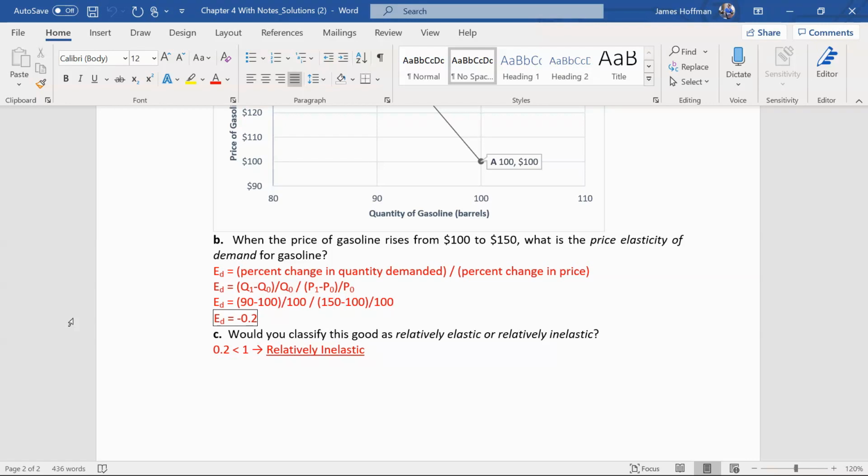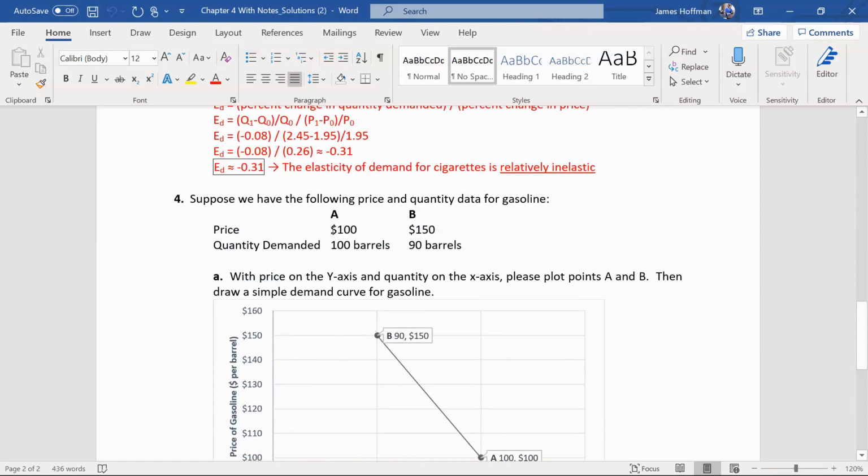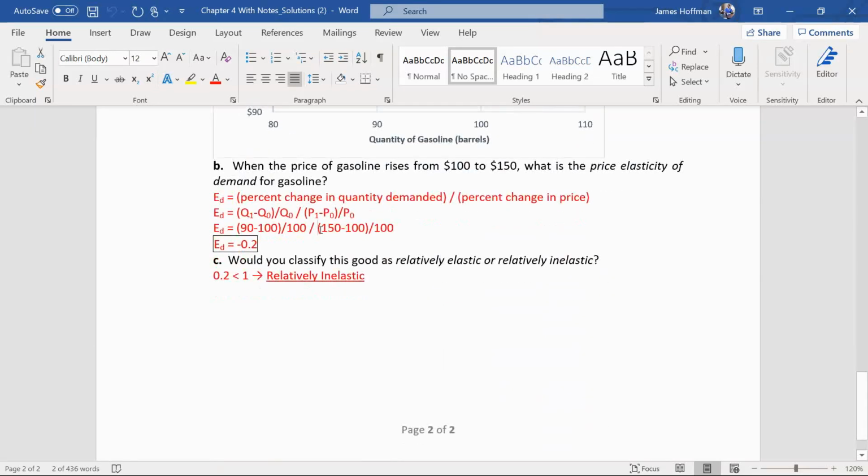The price went up from 100 to 150, right? So how do we get the percent change in price? Just do the change over the original, which means the new price is 150. The old price was 100, divided by the old price of 100. So for price, the change over the original is this.